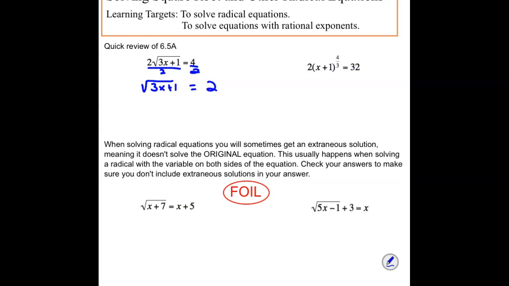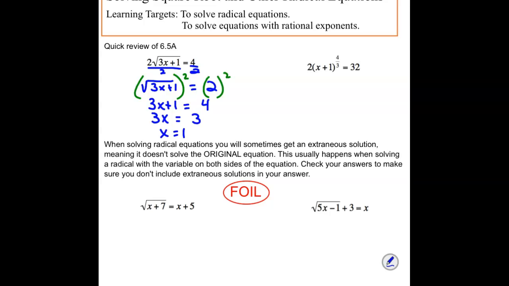And now to undo a square root, we use its reciprocal power. So instead of a 1/2 power, we're going to raise it to a 2. So we're basically squaring both sides. On the left, the square root and the square cancel each other out. We get 3x plus 1. On the right side, we end up with 2 squared, which is 4. To solve now for x, we're going to subtract 1 to the other side. And then we're going to divide out our 3. So we end up with x being 1.